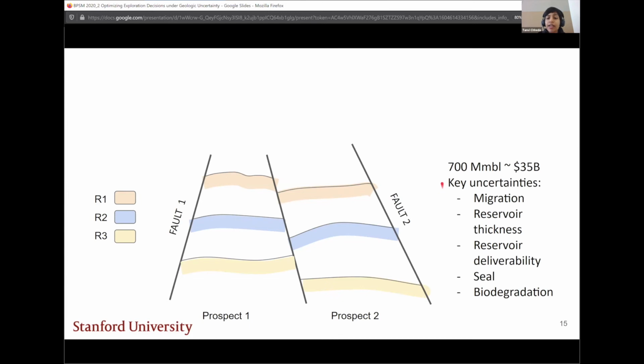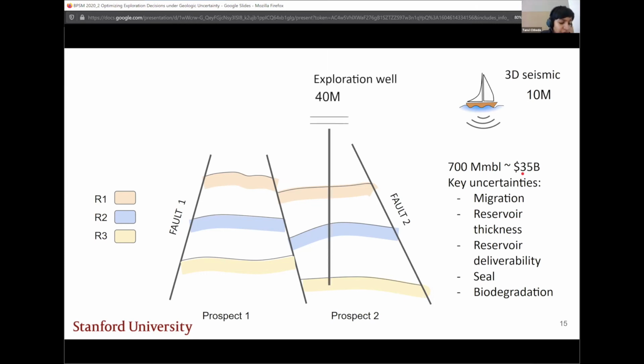The volume estimate then was 700 million barrels, which would yield a revenue of about $35 billion. The cost of acquiring a 3D seismic over the field is presumed at $10 million, based on the lower bound estimate for offshore Atlantic Canada. And the cost of drilling an exploratory well is about $40 million, based on the costs that I obtained from the Canadian Association of Petroleum Producers estimate.